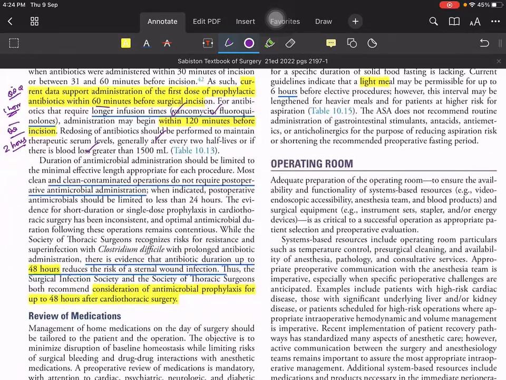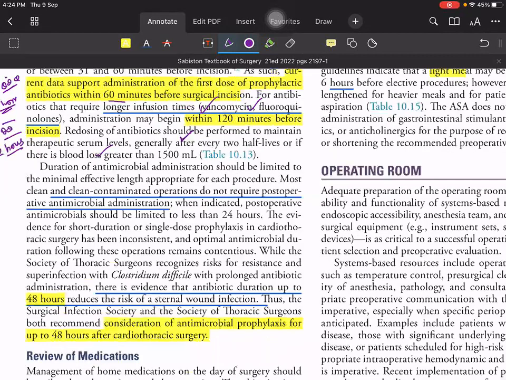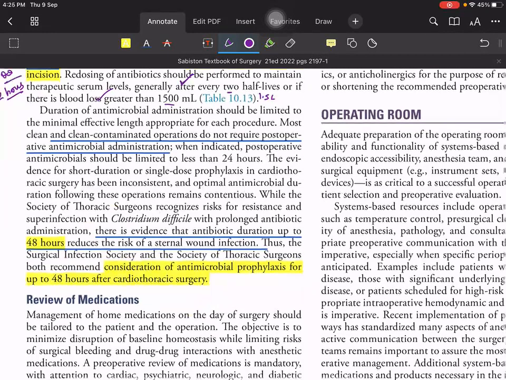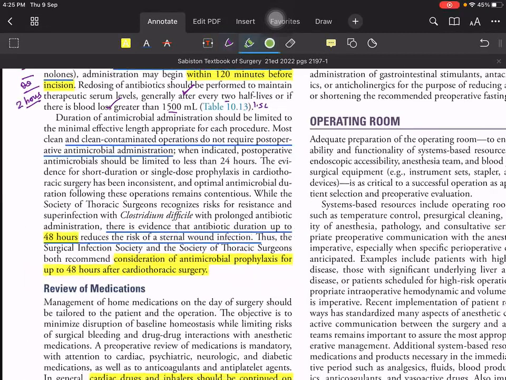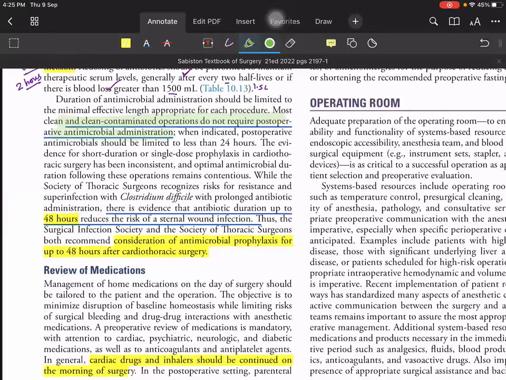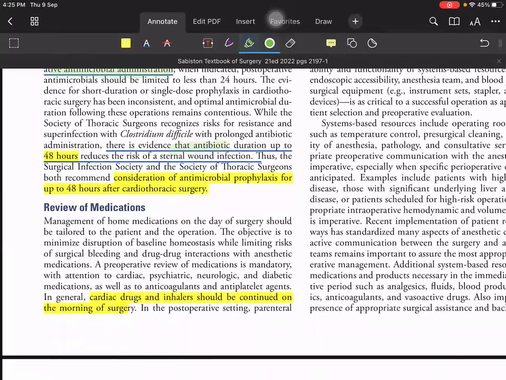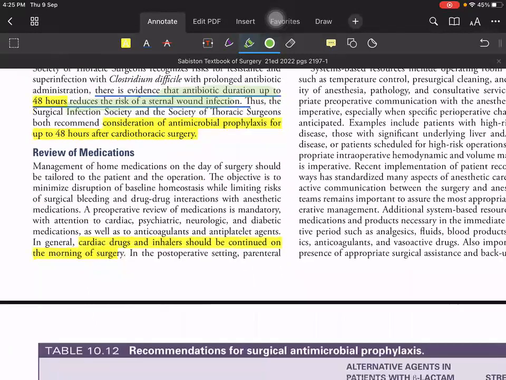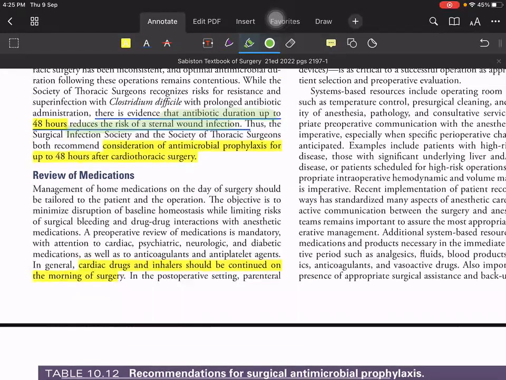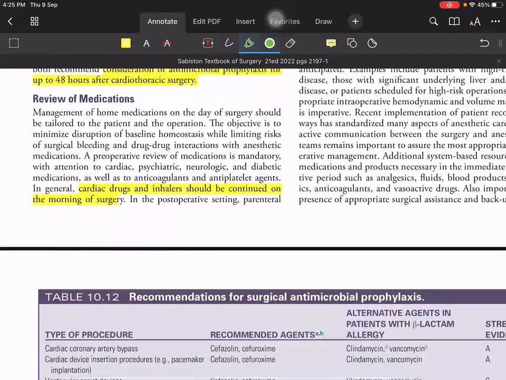And when is redosing of antibiotics needed? Redosing is needed to maintain the therapeutic serum level, generally after every 2 half-lives, or if the blood loss is greater than 1.5 liters. Most clean and clean-contaminated operations do not require postoperative antibiotic administration. There is evidence that antibiotic duration up to 48 hours reduces the risk of infection. Consider antibiotic maintenance up to 48 hours only after cardiothoracic surgery, because it reduces sternal complications.